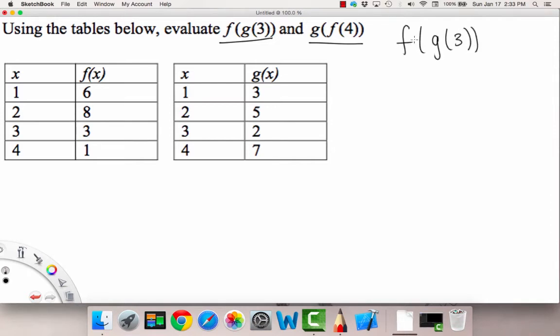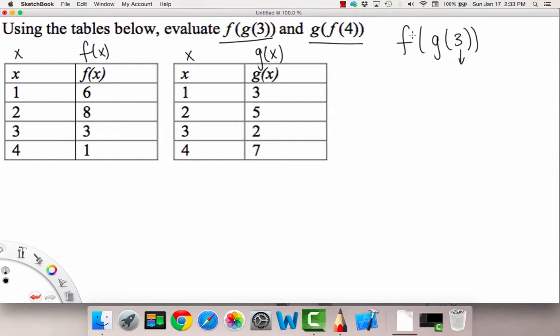So again, something to remember: when we have composition of functions, a function inside of another function, we're going to work from inside to outside. Okay, so we start on the inside. This 3 here, what does that mean? Let's look at our tables. This one is x and f of x, and this other table gives us x and g of x. So we're given two different functions, f of x and g of x, and we're composing them in the problem.